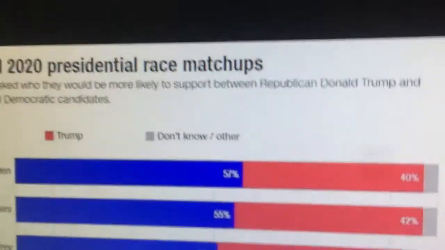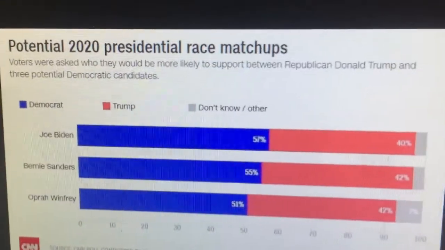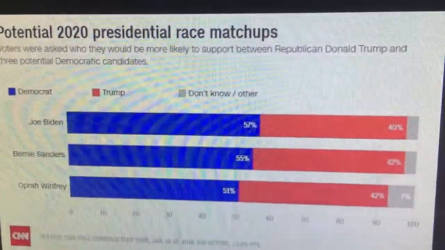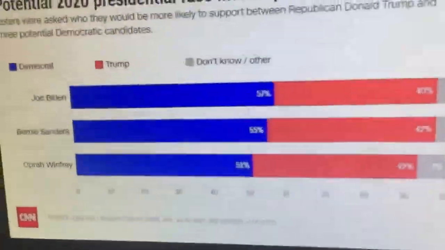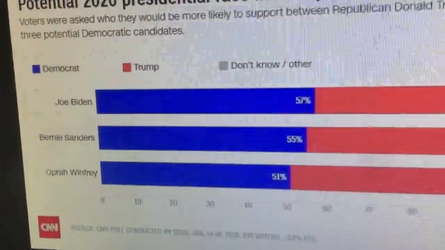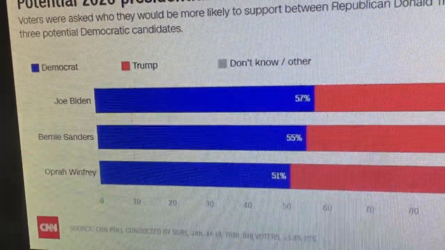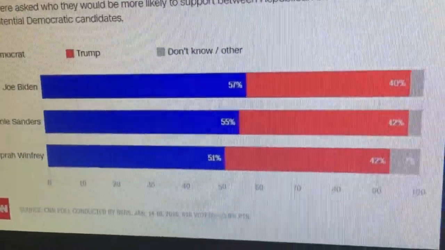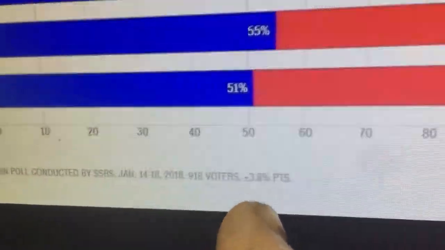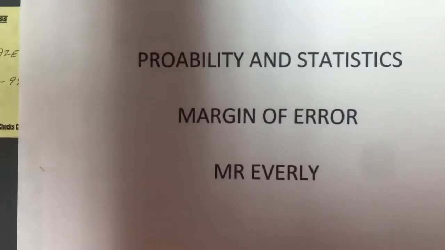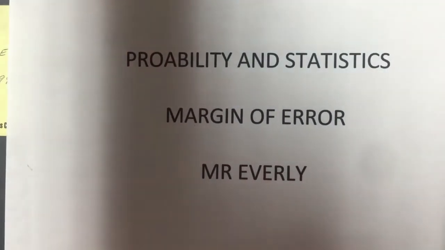Now this one right here is a potential 2020 presidential race. All these are about presidents. Anyway, Joe Biden, Bernie Sanders, Oprah Winfrey. Anyway, down here you see your plus or minus 3 percentage points. That's your margin of error. So every statistic we have has some margin of error.